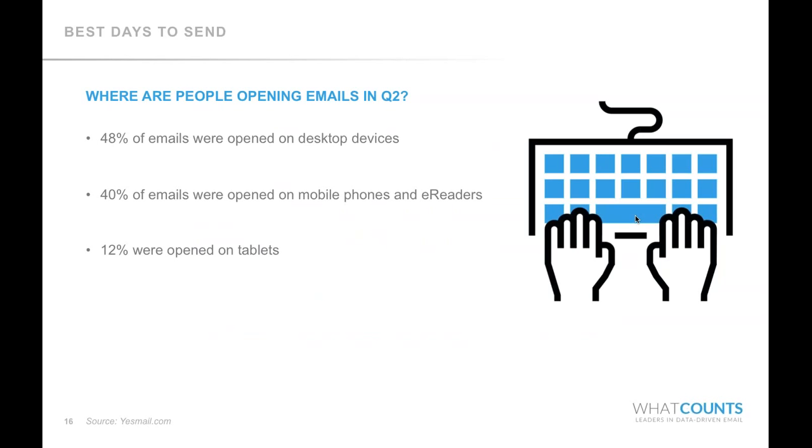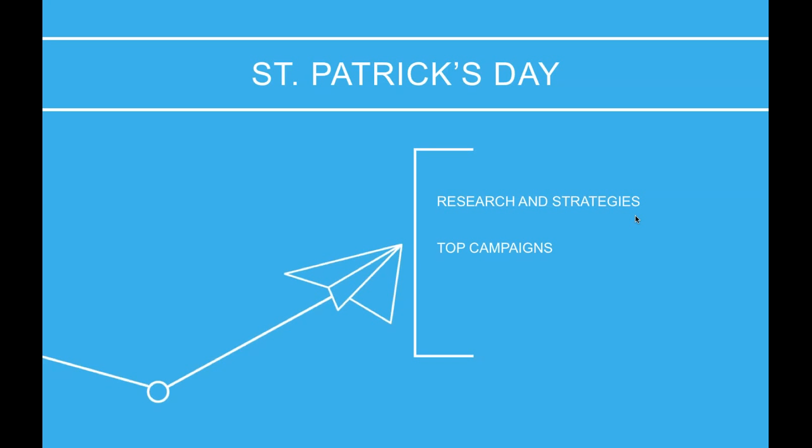So as far as continuing on, the best days to send, great, but where are people interacting with emails? 48% were open on desktop devices, 40% on mobile and e-readers, and 12% on tablets. So again, it's important that no matter what device someone is looking at your emails on, you have them mobile responsive design so that it's going to render appropriately no matter where they're checking the email. They're going to have the best user experience. So that's kind of general stats.